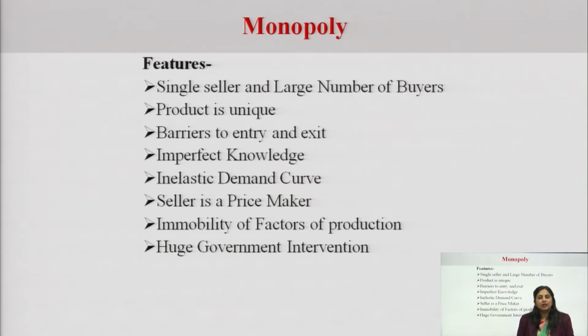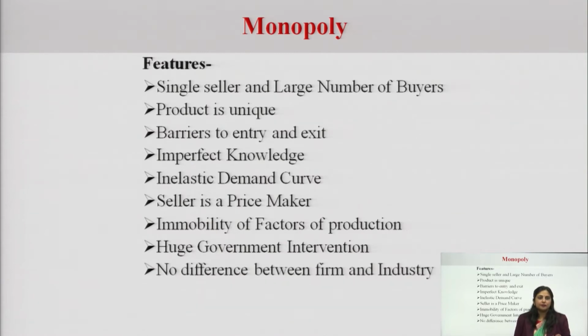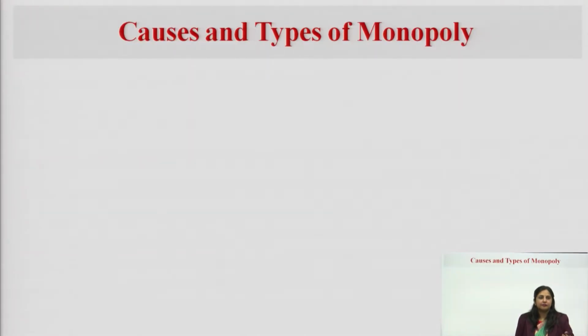Earlier in telecommunication there were legal restrictions, and the government was not allowing anybody to enter. In banking earlier there was a legal restriction, but when the legal restriction changed, the industry is no longer a monopoly. There is no difference between firm and industry; they are the same thing.